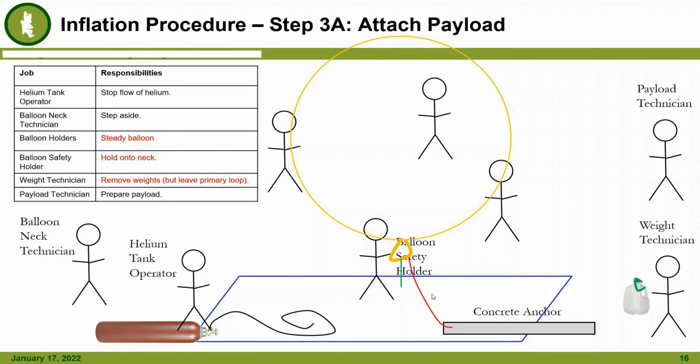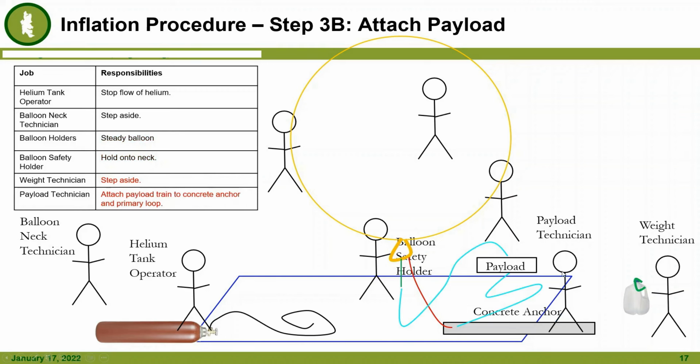To do that, we now have the balloon safety holder come back and grab the neck of the balloon, and the weight technician can then unclip the weight from the primary loop. Now the balloon is trying to fly away, but we've got both the balloon safety holder and the safety leash attached to it. What we can do now is have the payload technician come in and attach the payload train to the primary loop. That's what this cyan line is, coming from the primary loop to the payload.